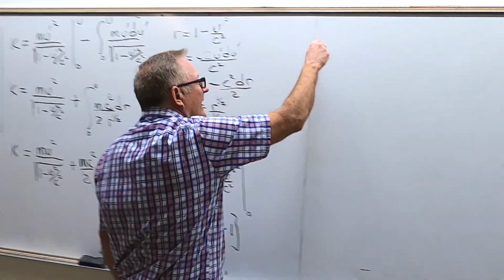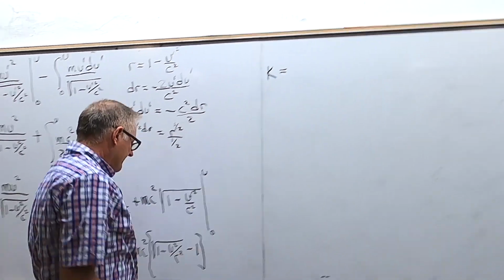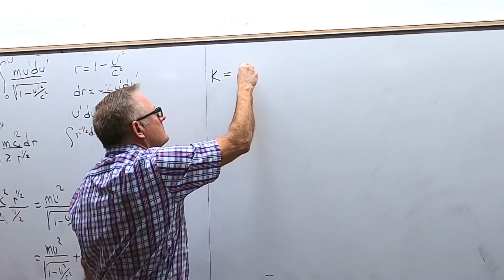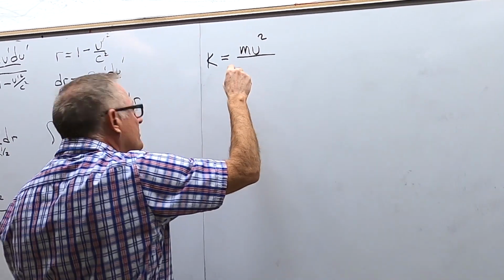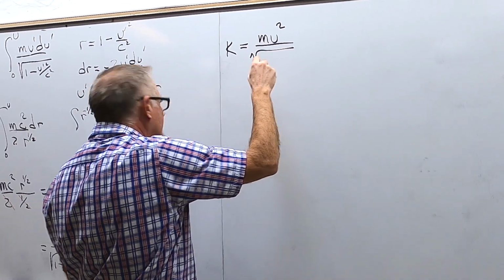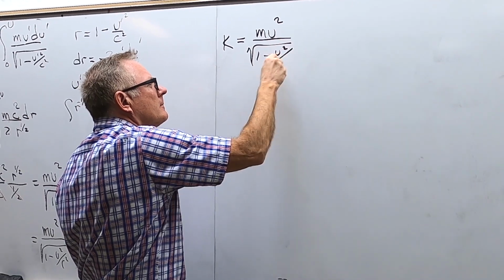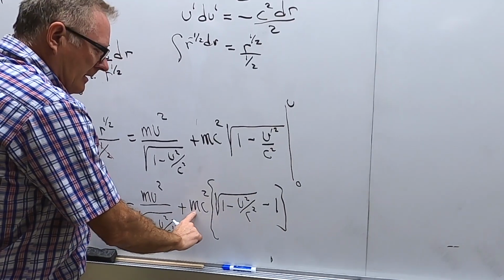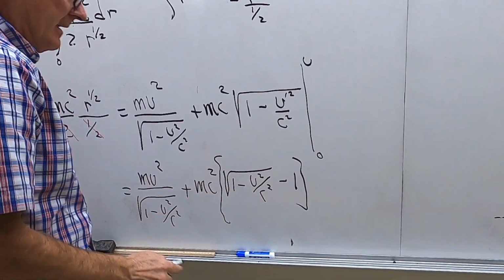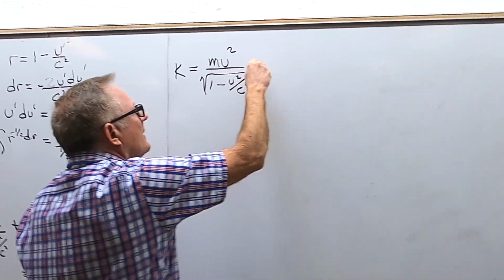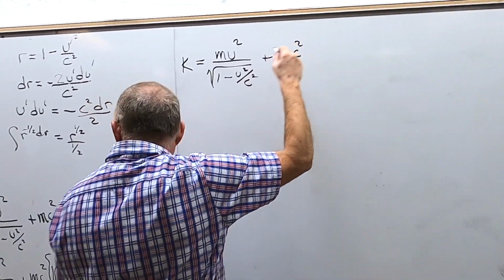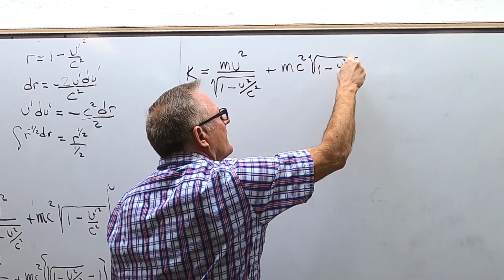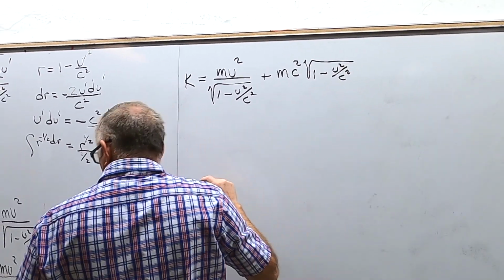So that means the kinetic energy now is equal to mu squared all over the square root of 1 minus u squared over c squared. Then we get mc squared times this plus mc squared times the square root of 1 minus u squared over c squared minus mc squared.